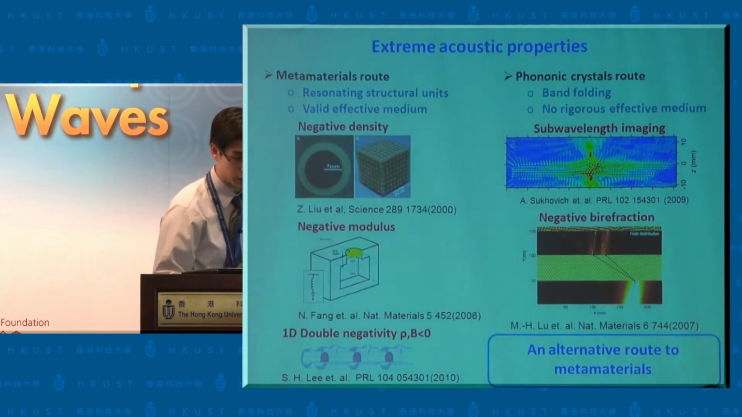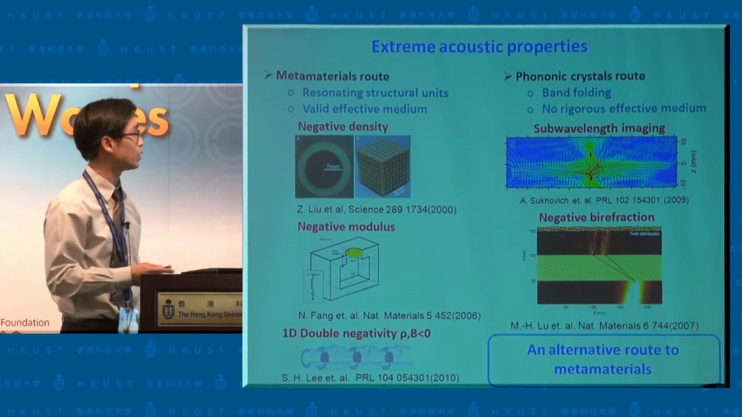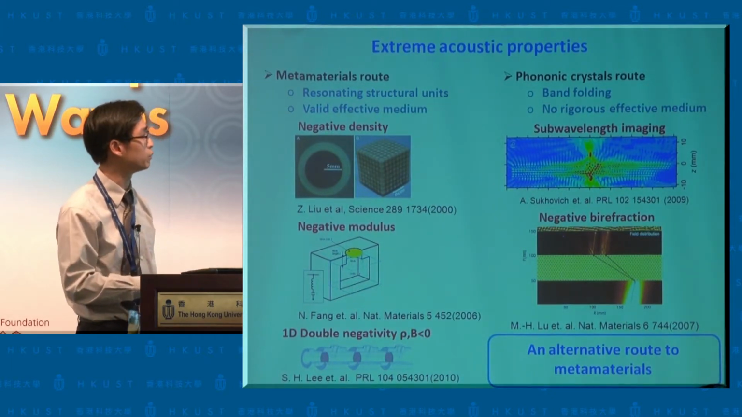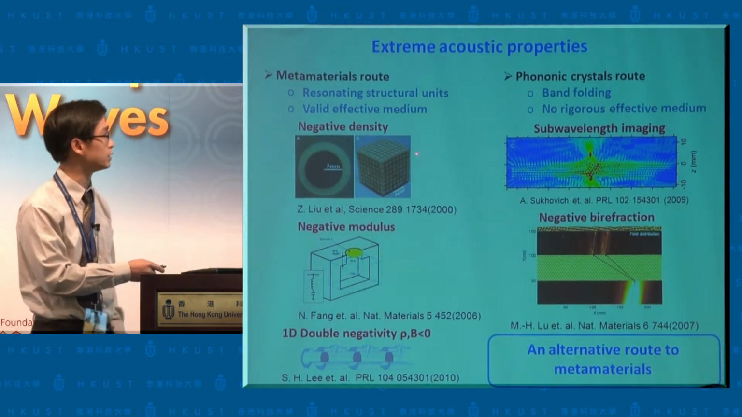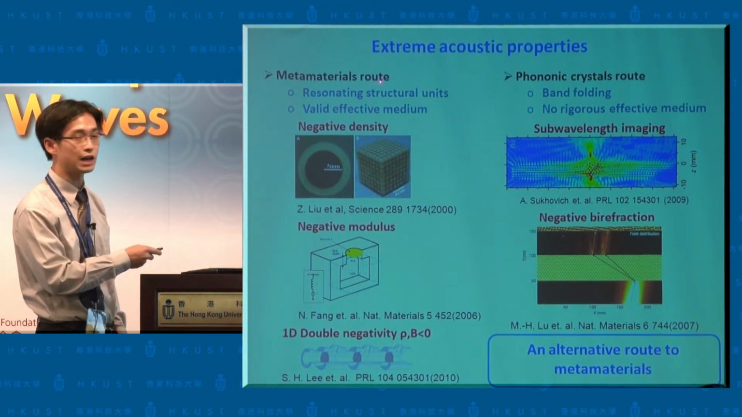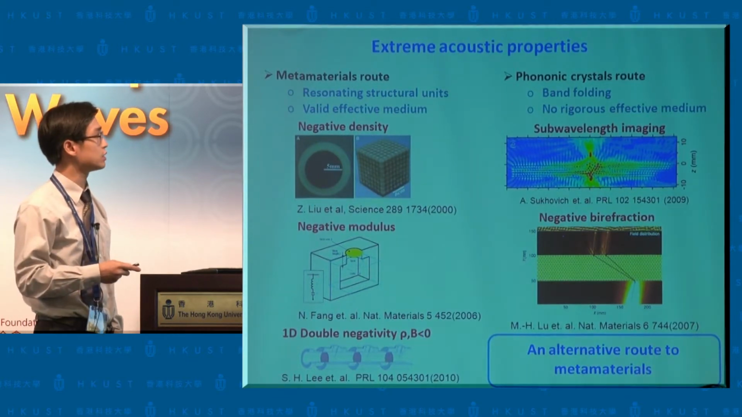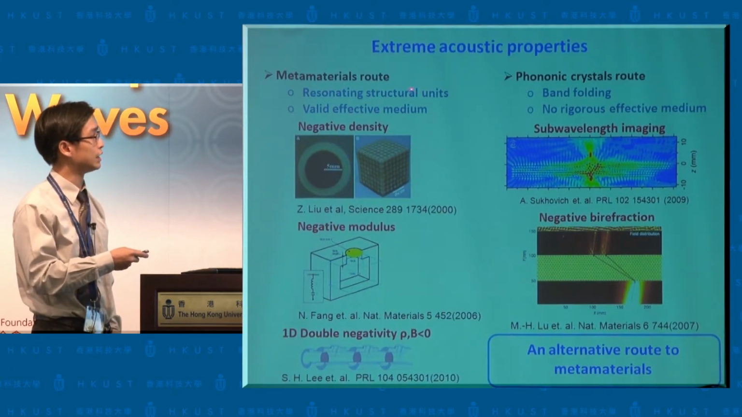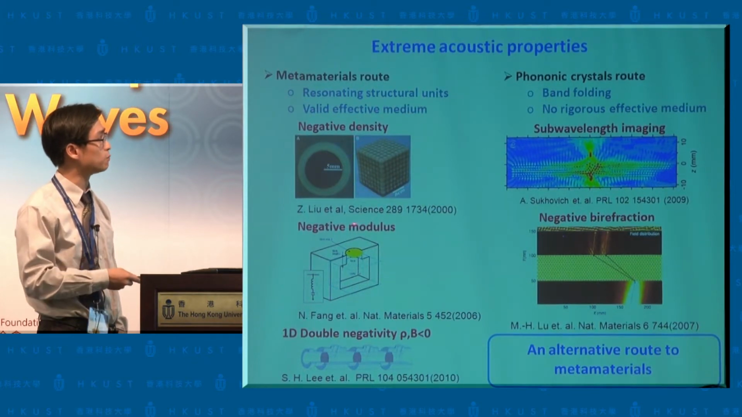Because a large part of this talk is related to acoustics, I put one slide to give a very brief summary on different ways to achieve extreme acoustic properties. On the left of this slide is what I call the metamaterial route. This is the complete analogy to the EM wave metamaterials. In this case, instead of epsilon and mu, in acoustics we have to do physics on the two constituent parameters, called the density and the bulk modulus.